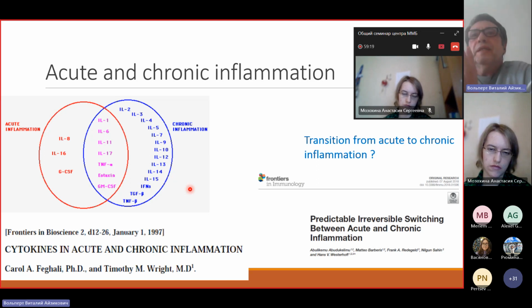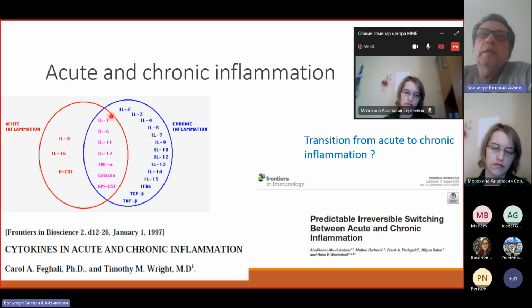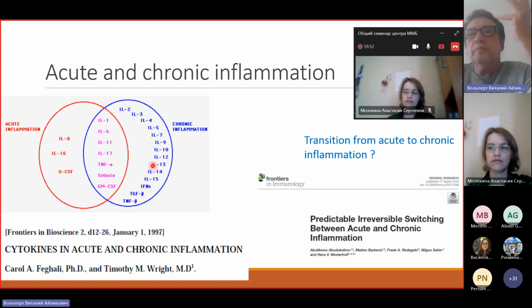So how acute and chronic inflammation differ is well presented in this slide. Some inflammatory cytokines are the same, but others are different. So acute inflammation and chronic inflammation differ from each other. The important question, of course, if we consider just molecular and cellular mechanisms, is how this transition occurs from acute to chronic inflammation.